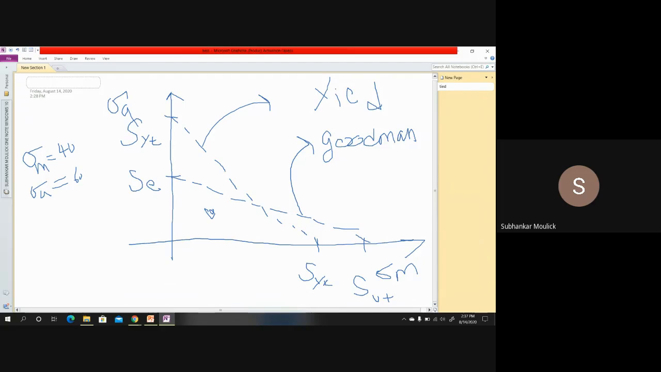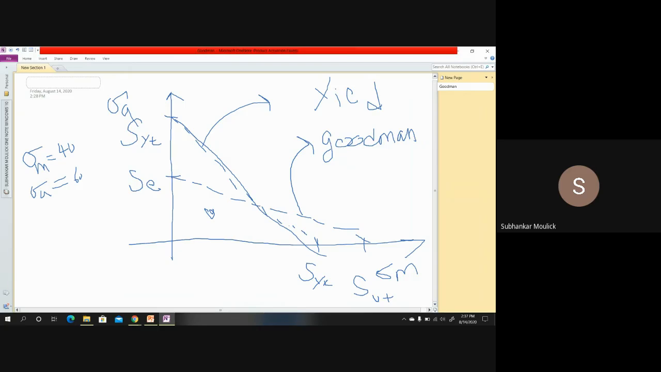my component will be safe, because this is the Goodman line from AC to SYT, and the point is coming inside the Goodman line, so the material will be safe. The material will be safe according to the yield line also. Why? Because this is my yield line, and the point is inside the yield line.